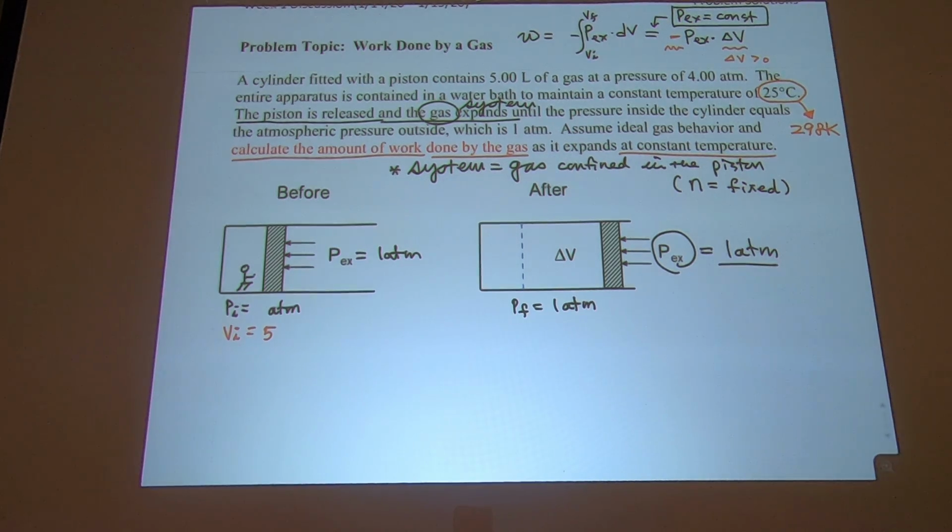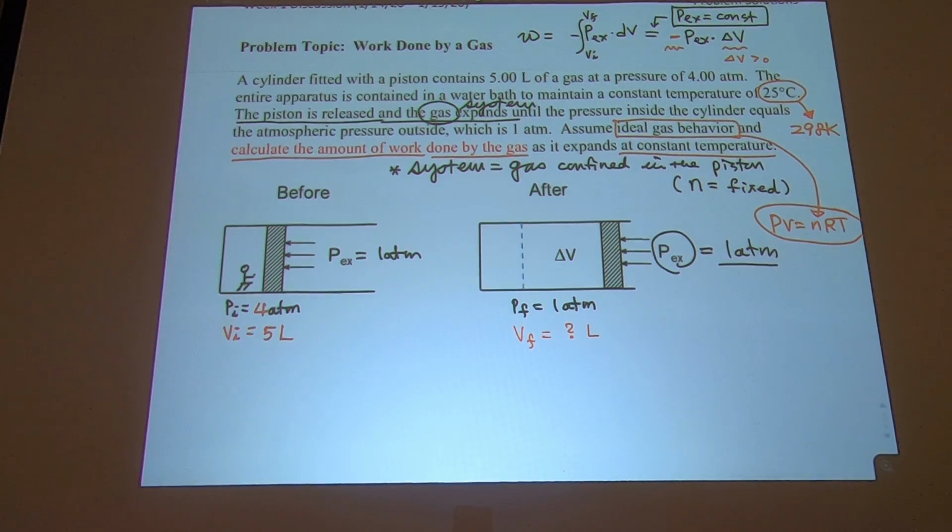That is 4 atm and 5 liters of the gas. And the final volume, we don't know, but we'll figure that out. Okay? And then they have another piece of information that ideal gas behavior means I can use the PV = nRT equation to know the relationship between pressure, volume, and temperature. So these are all the ingredients that I have.